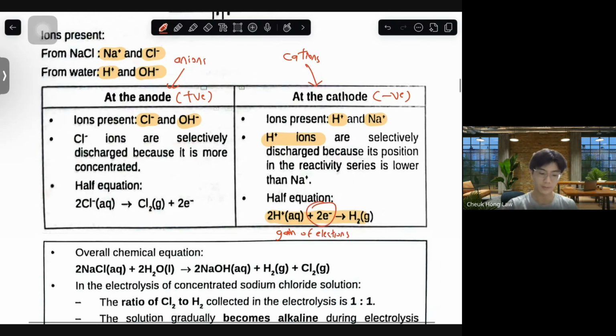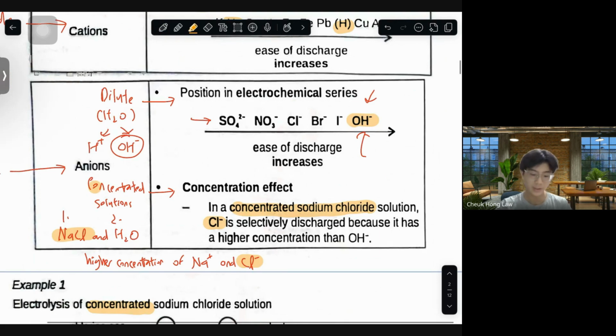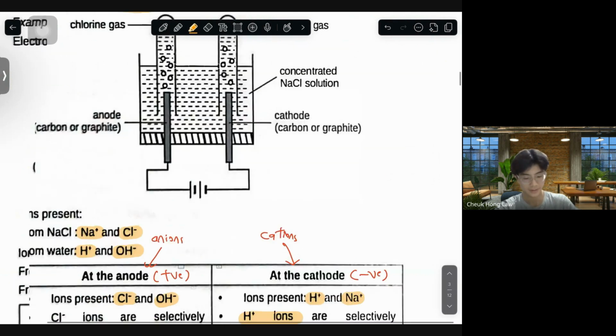Now we are at the anode. At the anode is oxidation, so loss of electrons. So let's see. The ions present are Cl minus and OH minus. So how do we choose which are selectively discharged? For concentrated, we look at the concentration effect. So in a concentrated solution, the more concentrated anion will be selectively discharged. Whichever ion with a higher concentration will be selectively discharged.